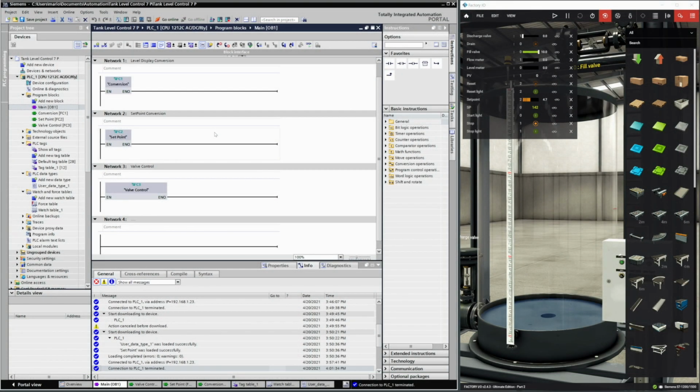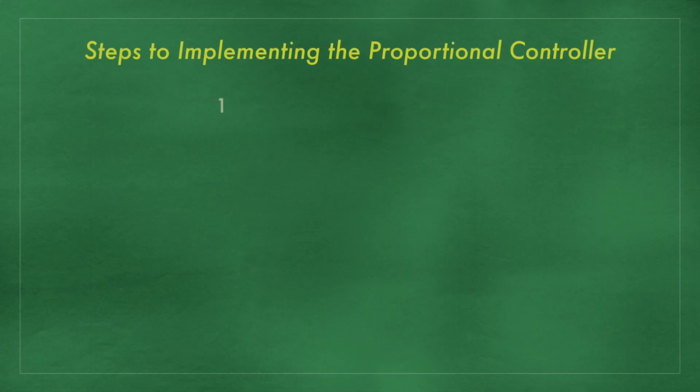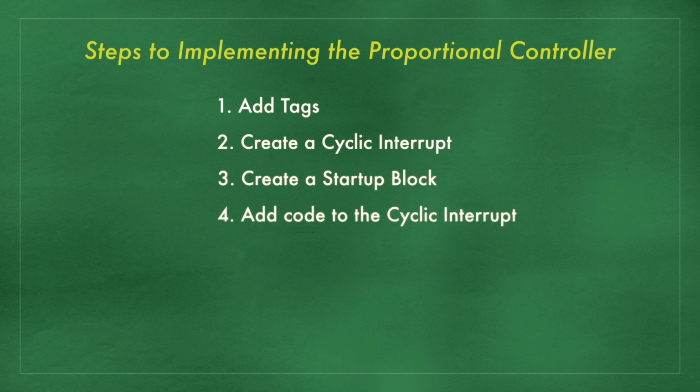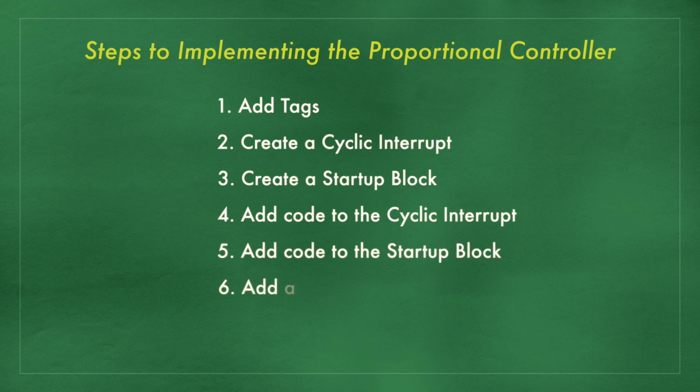So we will be doing this in the following steps. Step one, we're going to add some tags. Two, create a cyclic interrupt. Three, create a startup block. Four, add code to the cyclic interrupt in SCL. Five, add code to the startup block. Six, add a watch table so we can monitor values and set the values for Kp and the set point directly. And lastly, set a trace up to monitor PV over time so we can monitor the process value visually.